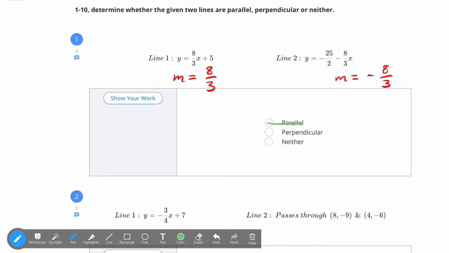Next, let's check for perpendicular. First of all, do we have a positive and a negative slope? Yes, we do. Number 2, do we have a reciprocal? No, we don't. The reciprocal of 8 over 3 is 3 over 8. So they are not perpendicular, which means they're neither.